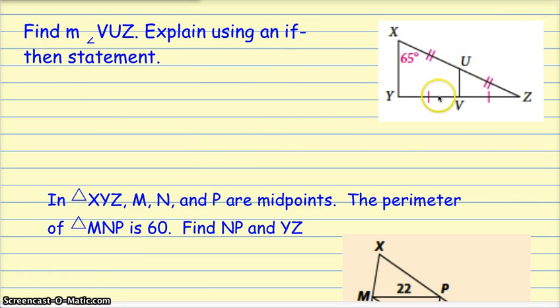All right, so look at what you have in the diagram. You have single markings, so V is a midpoint, double markings, so U is a midpoint, so UV is a midsegment. What do you know if you have a midsegment? If a segment is a midsegment, then it is parallel to the third side and half its length.